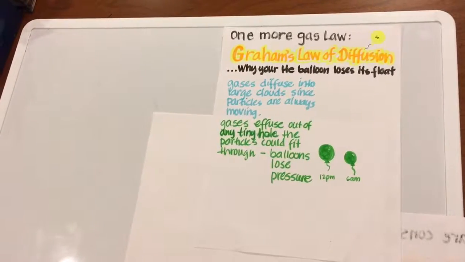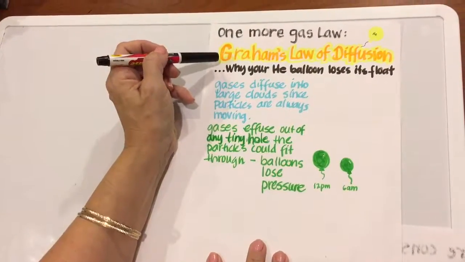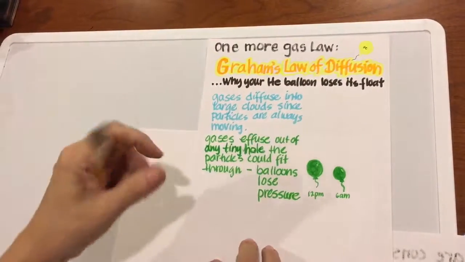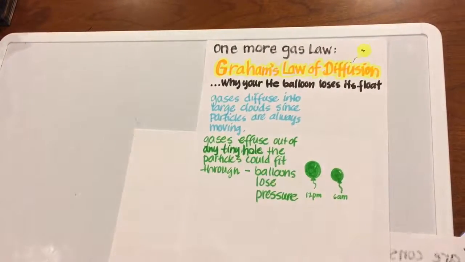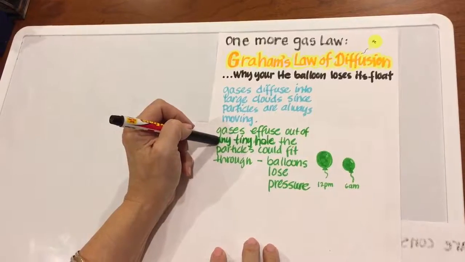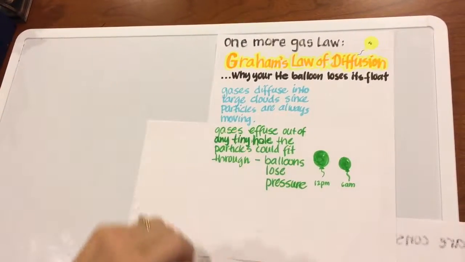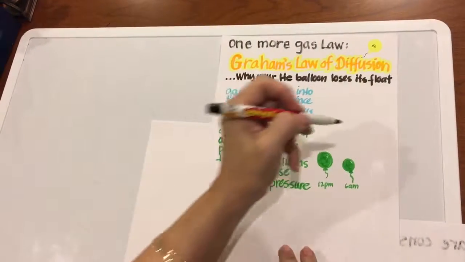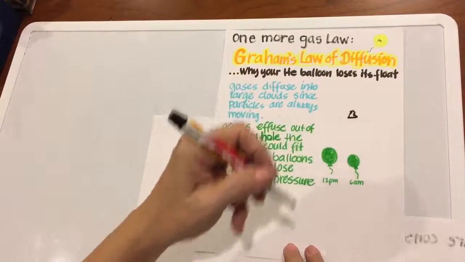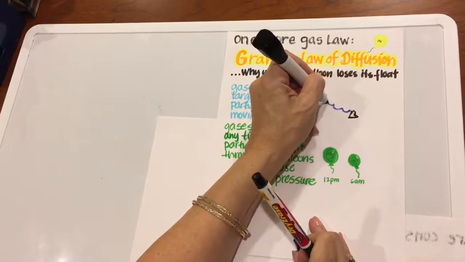Graham's law of diffusion is very useful and also very interesting. So remember, diffusion of a gas is the ability of a gas to mix and spread, whereas effusion of a gas is any gas leaking out of a tiny hole. So any tiny hole a particle could fit through would be effusion. For diffusion of a gas, if I open the container, the gas will leak out and diffuse into a large cloud.